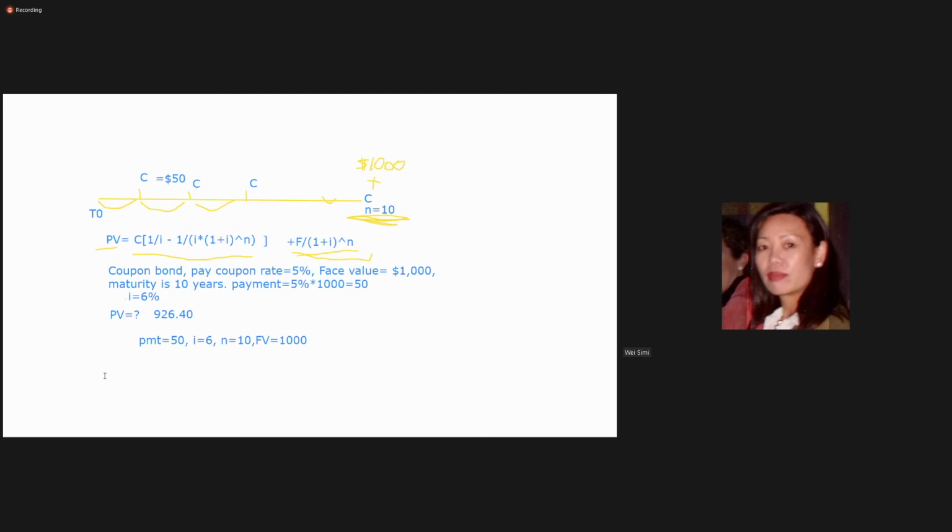Let me give you a tricky one. Same bond, but in the US our government bond pays semi-annually, just to make it a more difficult time. So this is the same bond. Look at my mouse moving. The coupon payment rate is also 5%. Face value 1,000. Maturity 10 years.